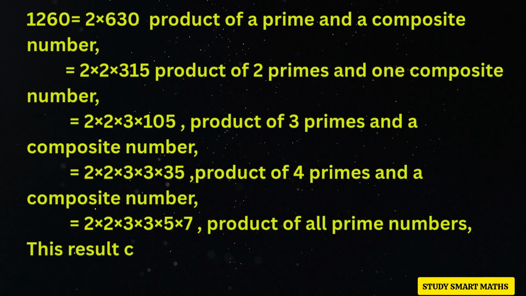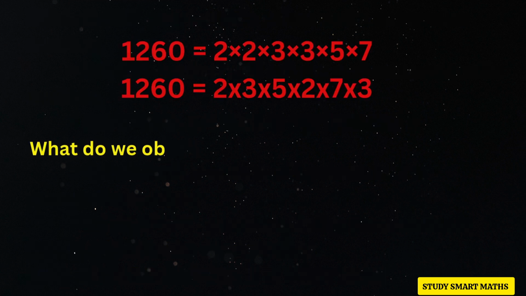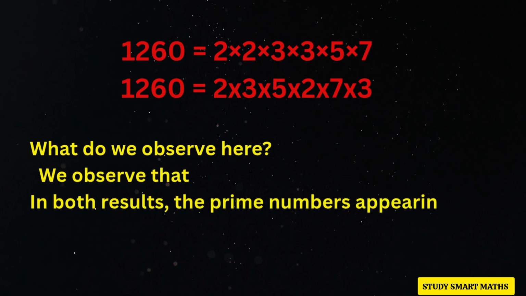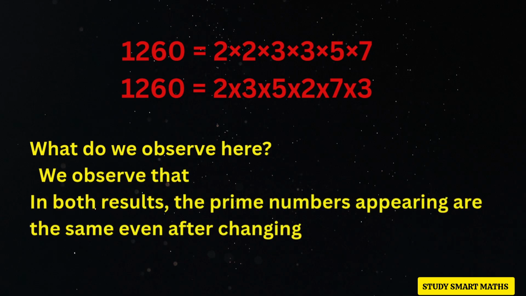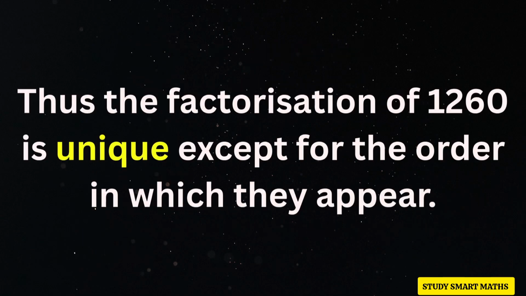This result can also be written as 1260 equals 2 × 3 × 5 × 2 × 7 × 3, that is, in another order. What do we observe here? We observe that in both results, the prime numbers appearing are the same even after changing their order in the factorization. Thus the factorization of 1260 is unique except for the order in which the primes appear.